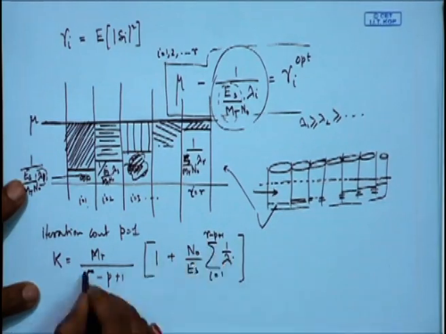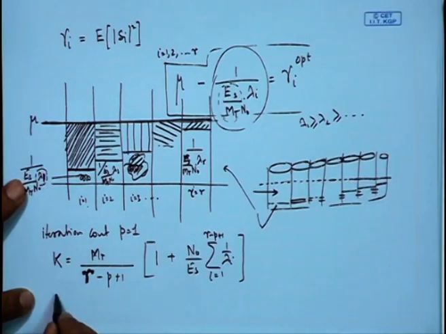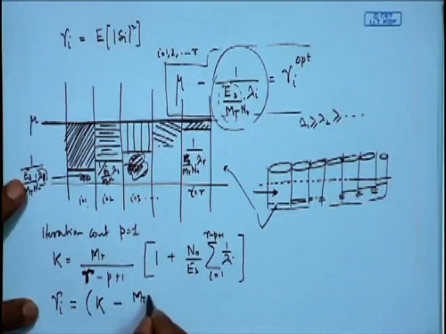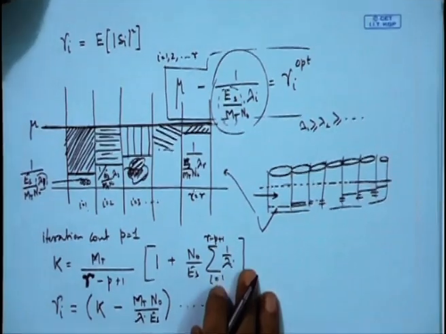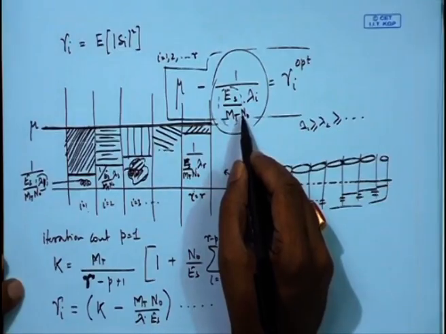R is the rank of the matrix. The power allocated to the ith subchannel is calculated as gamma i. The power you have to give is equal to K minus mt n naught upon (lambda i times Es). So, this is the amount of power that is given, and this is the expression of power which we are talking about, and the explanation of this we have already given.